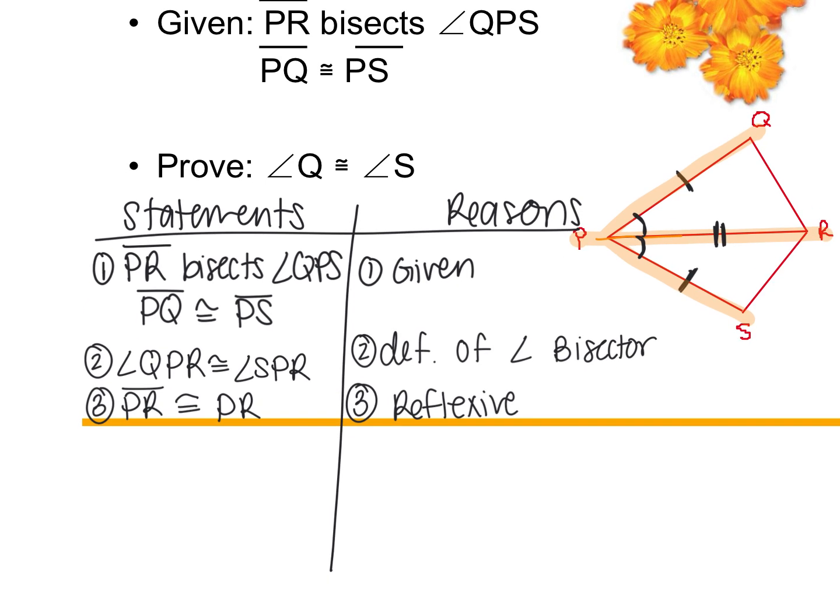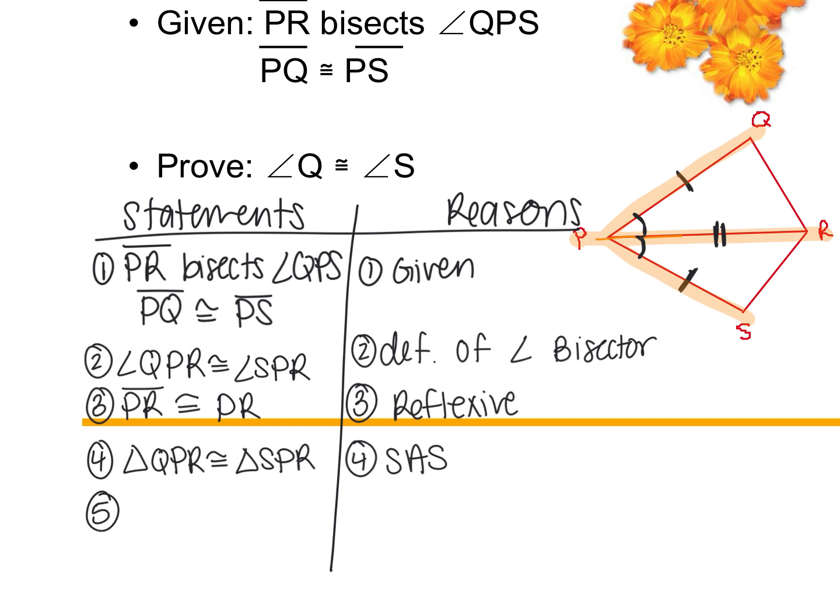Did I prove that both my triangles are congruent? Yeah. So remember, in order for me to tell that certain angles are congruent, I need to first prove that my triangles are congruent. So I'm going to go ahead and state triangle QPR is congruent to triangle SPR by what? What is it? Side, angle, side.